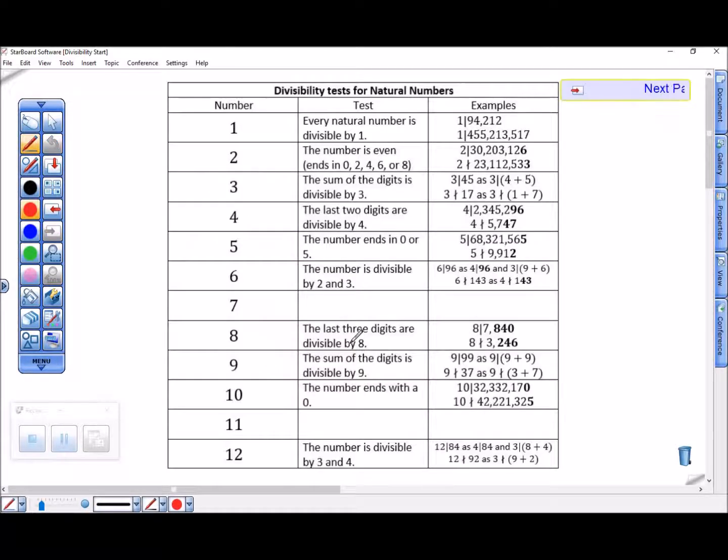All right, there are the new tests we have. 6 works only if it's divisible by both 2 and 3. 10 is still the same, ends with a 0, but coming from the test for 2 and 5. And then 12, it is divisible by 12 if and only if it's divisible by both 3 and 4.